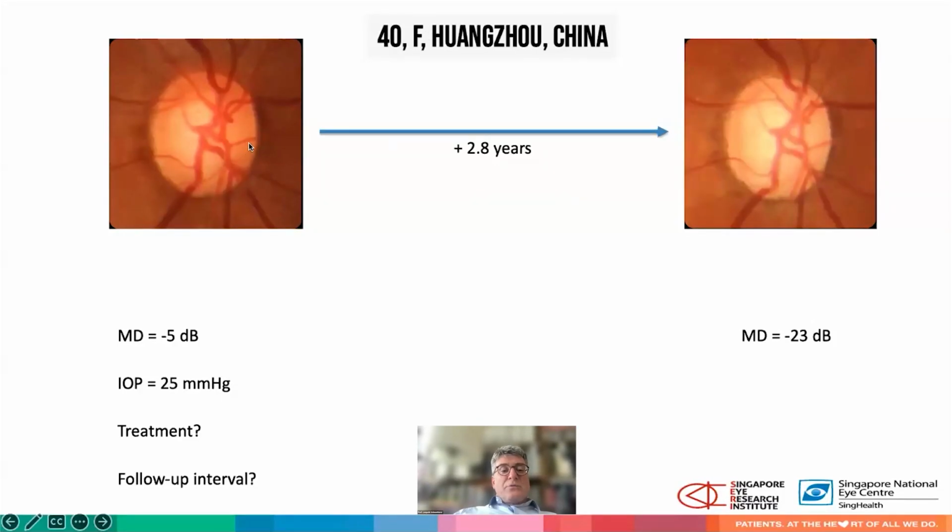Now, the patient was put on latanoprost, but what happened after 2.8 years is that the mean deviation was -23 decibel.